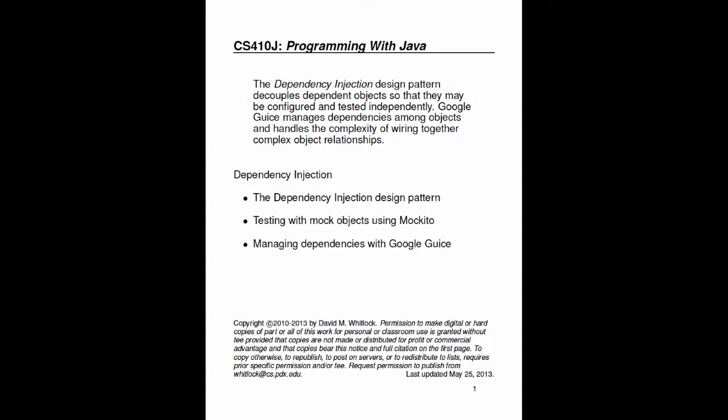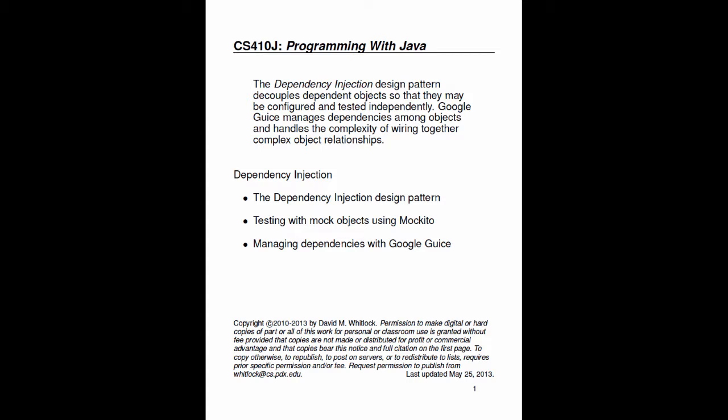In addition to the dependency injection design pattern, there is a library called Google Guice, which allows you to manage dependencies among objects and handles all the complexity of wiring all these objects together for you. So we're going to talk about three things in this screencast. First, we'll get an introduction to the design pattern itself, learn all about what dependency injection is.